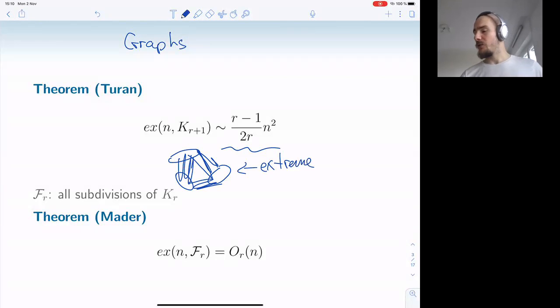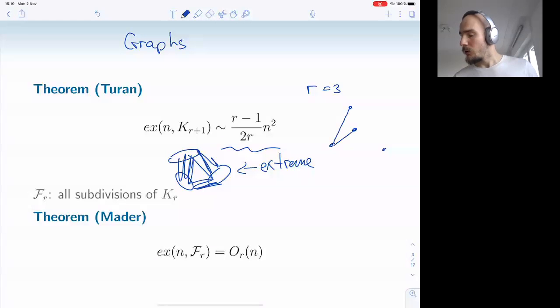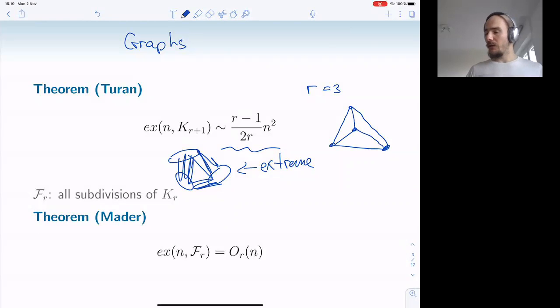So say in this case, what we are forbidding is, for r equals 3, this structure. Now, what the second theorem says is that if we forbid not only this structure, but all structures that geometrically look like this one, then the extremal number is much smaller. It's just linear in n, with some constant depending on r, which I don't want to talk about.